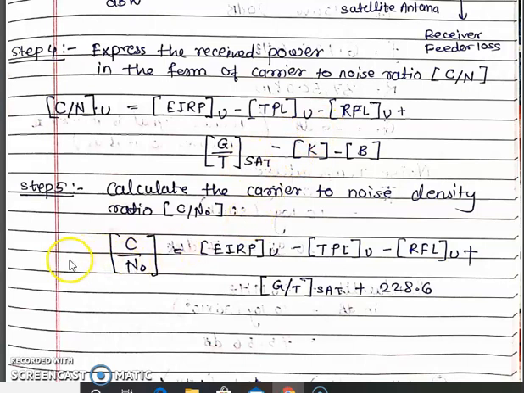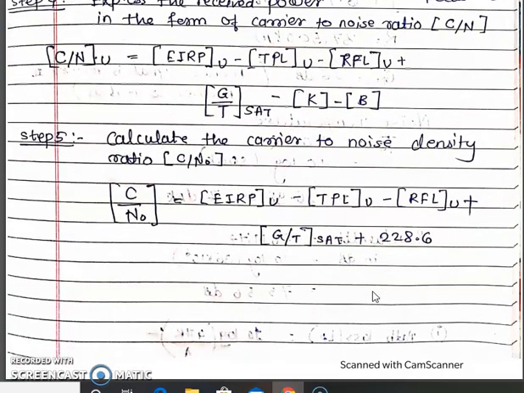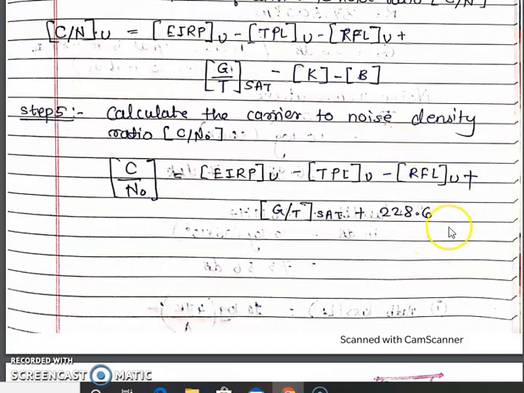And step 5 is to calculate the carrier to noise density ratio, that is denoted by C by N0. So EIRP uplink minus TPL uplink minus receiver feeder loss plus G by T satellite minus 228.6. Now what is this 228.6? It is nothing but the K. K is the Boltzmann constant, and the value of the Boltzmann constant is converted into dB. It's coming minus 228.6. Again minus minus, here it is the plus. So again this minus B is remaining.